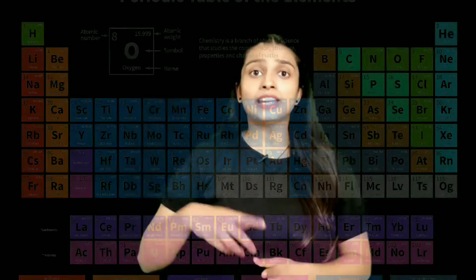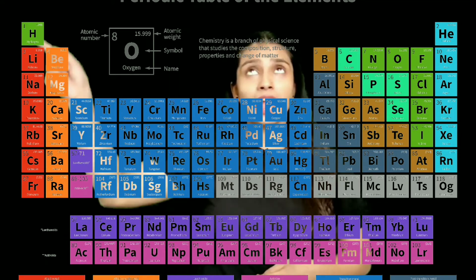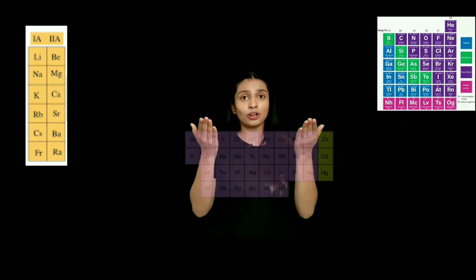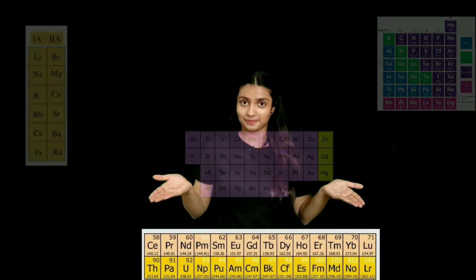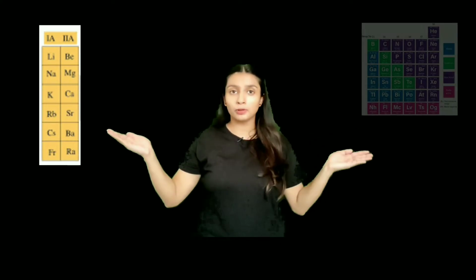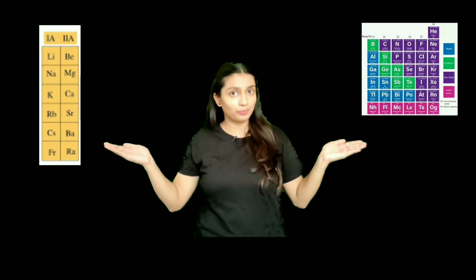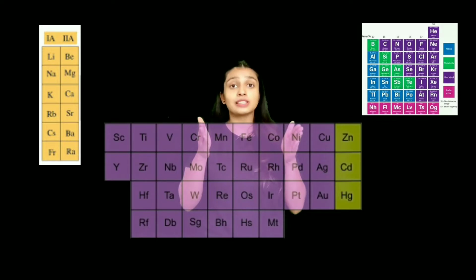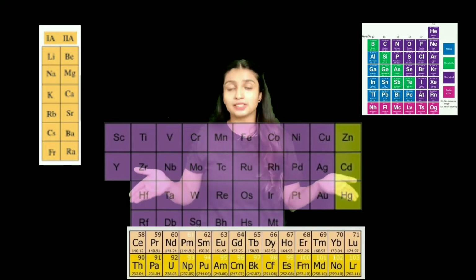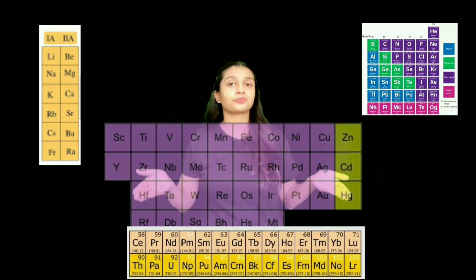The modern periodic table is based upon atomic number, or we can also say on the basis of electronic configuration. It is divided into 7 periods and 18 groups. This periodic table is further divided into 4 blocks: S block elements, P block elements, D block elements and F block elements. S block and P block elements are combinedly known as main group elements. The D block elements are known as transition elements and the F block elements are known as inner transition elements.